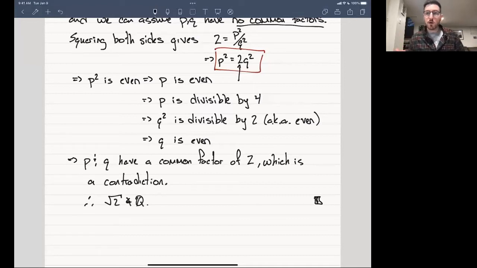Now, why is this important? Well, this shows us that there is at least one number that is not in the rationals. So there's a number that, quote unquote, exists that is not an element of the rationals.